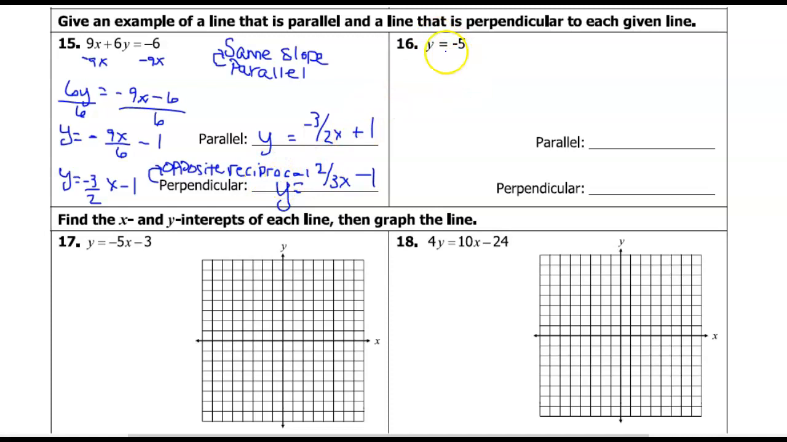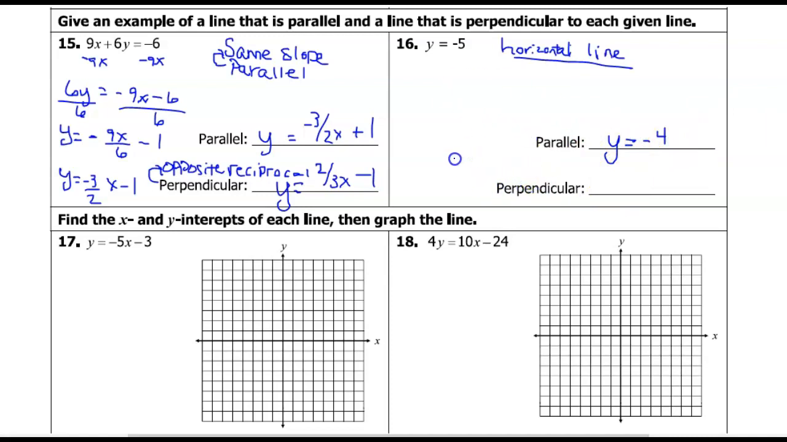All right, let's go to the next one. I need to give an example of a line that is parallel or has the same slope as y equals negative 5. Remember, this is an example of a horizontal line because this is when at every single x value, y is going to be negative 5. So I'll see a horizontal line at negative 5. If I want an example of something parallel, I'm going to write a line that's also a horizontal line, but just put it at another value. How about negative 4? Okay, y equals negative 4. That is a parallel line.